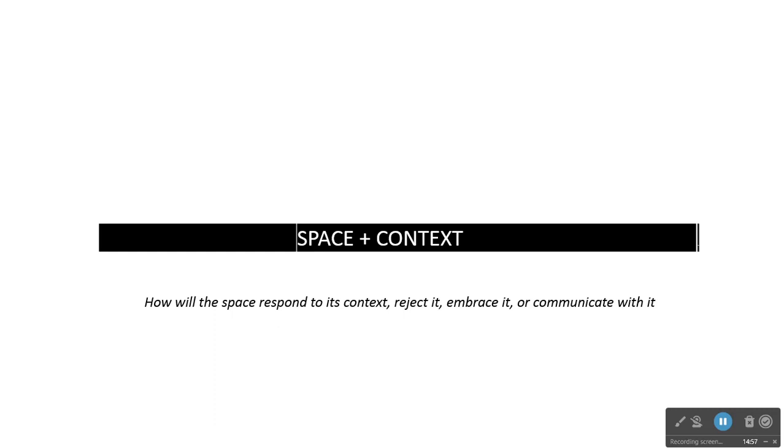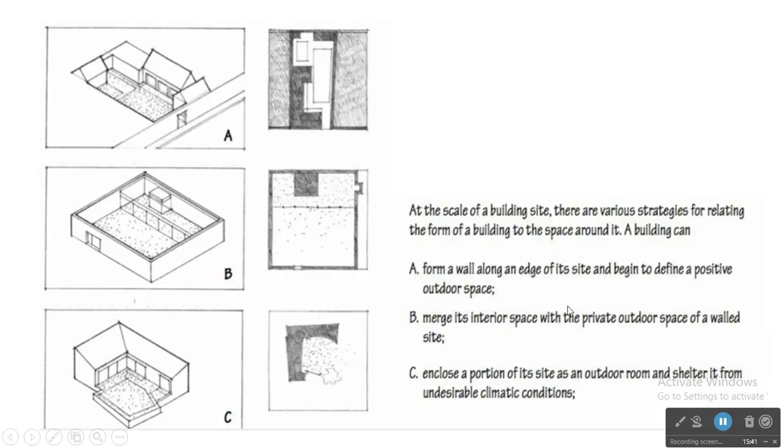Space and context. So space and context has to do with the idea that yes, you are creating space, you're giving a place to build your space, but how is your space going to connect to the things around it? Remember, we're always building somewhere. You're building in a city, you're building in a forest, you're building somewhere, but you're not just building on its own. It's responding to where it's being built. So how is your space going to respond to this context? Is it going to reject it? Is it going to embrace it or communicate with it? So let's see some examples.